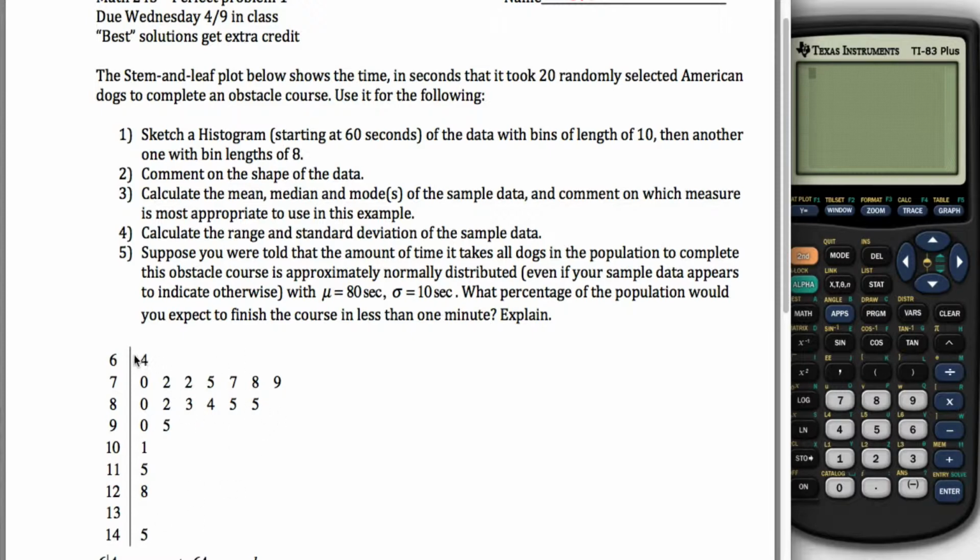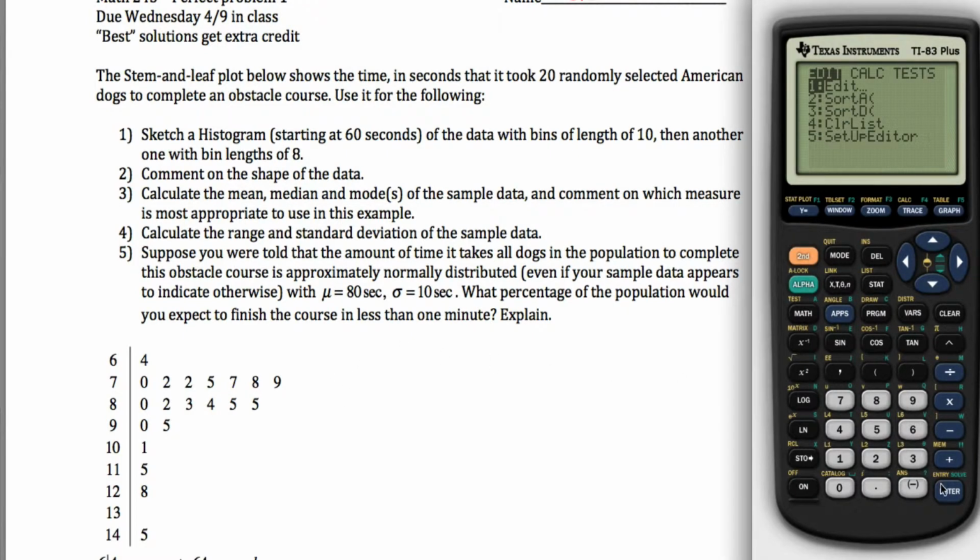This 4 right here means an observation of 64. This 0 is an observation of 70. This 2 is an observation of 72. There's another 72, 75, 77, and so on. So the first thing is understanding what your stem and leaf plot tells you. Your second thing is putting that into your calculator.